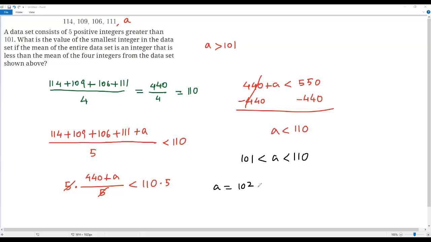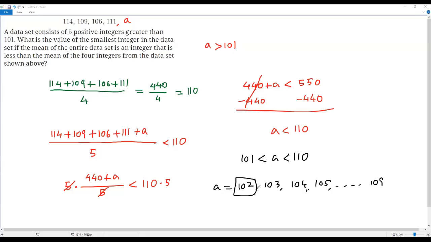So it can be 102, 103, 104, 105. So it will go up to 109. These are the integers we have between 101 and 110. But we have to find the smallest integer. Since we have to find the smallest integer for A, many students will choose 102 as the answer.